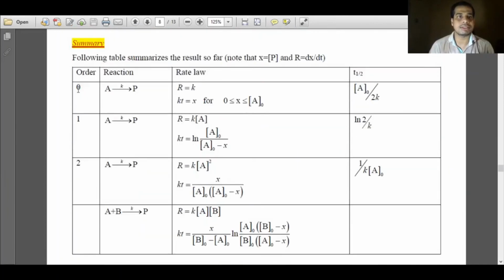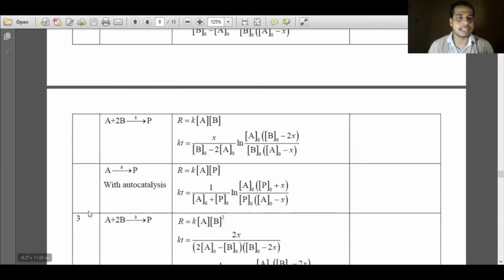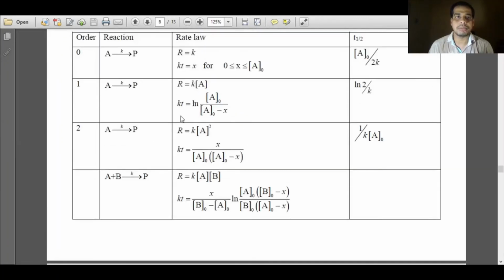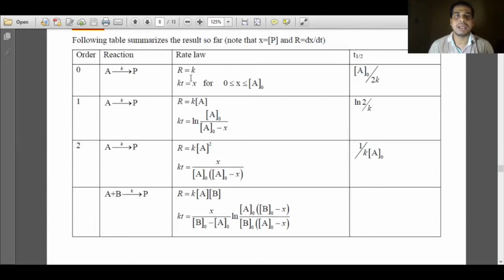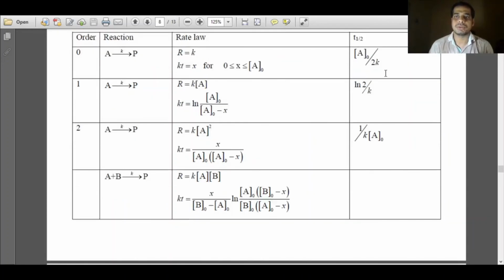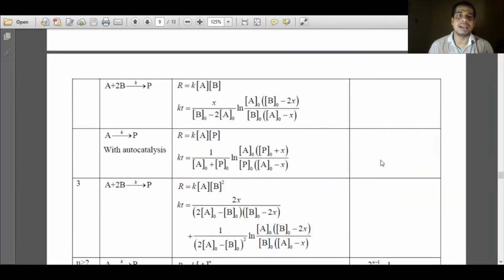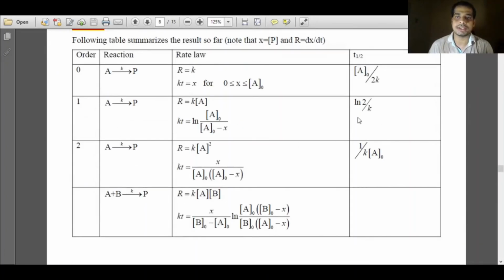Now this table is a summary of what we have discussed so far, starting from zero order to second order reaction, and we can extrapolate our understanding to third order reaction or higher order kinetics. I mentioned the reaction type, the order, the corresponding rate law, and the corresponding half-life period. There is a general expression for the half-life period also, where n is the order of reaction. If we put n equal to 1, then we can understand why for a first order reaction the half-life is independent of the initial concentration of the species.